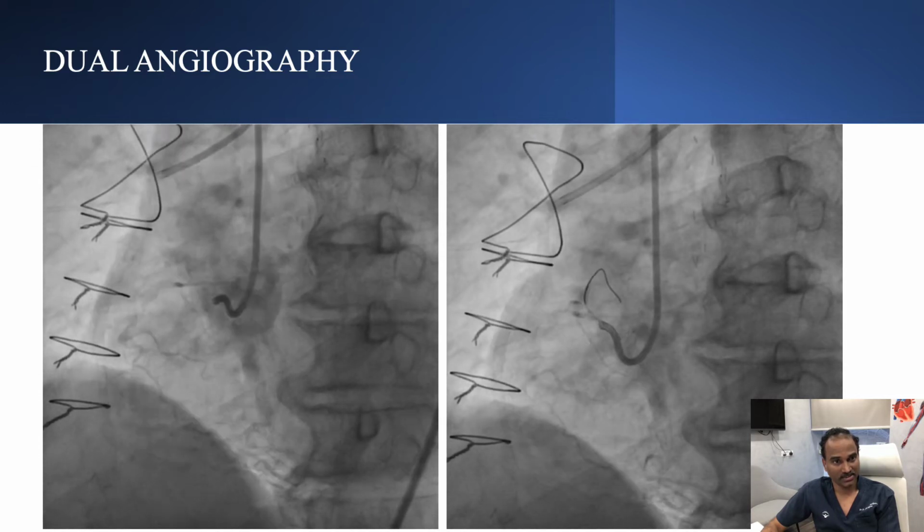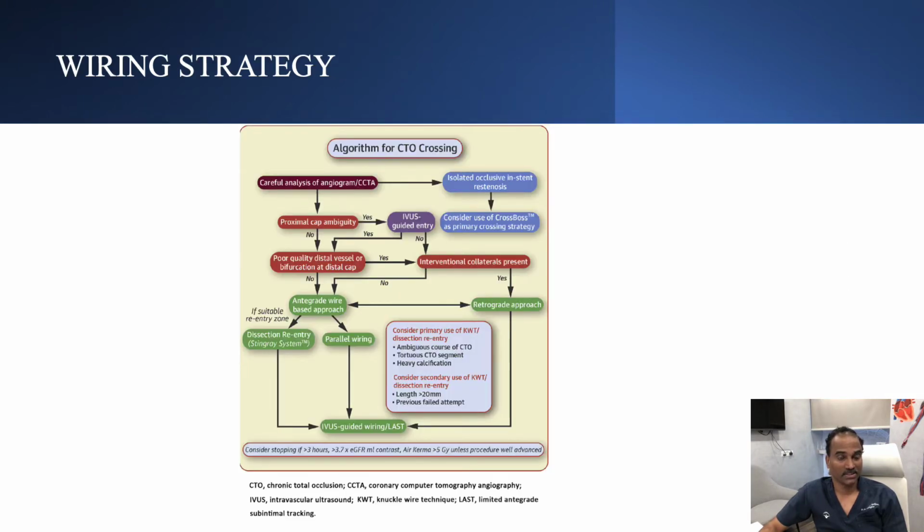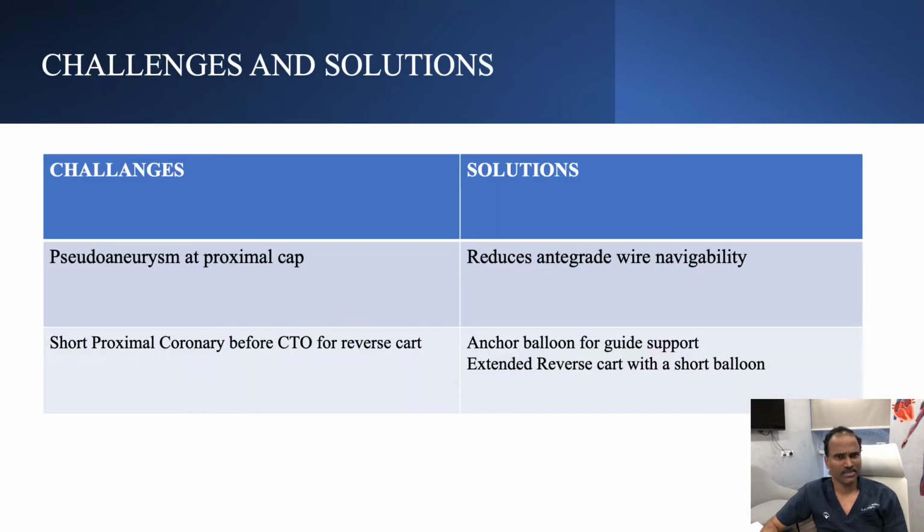And now coming to wiring strategy in this case, being a short CTO sitting in proximal RCA and with a patent venous graft to mid RCA, it's not a challenging case to do a CTO wiring. But what matters here is the pseudoaneurysm. So when you are planning wiring strategy to exclude pseudoaneurysm, your options will be limited. So that's a major challenge here.